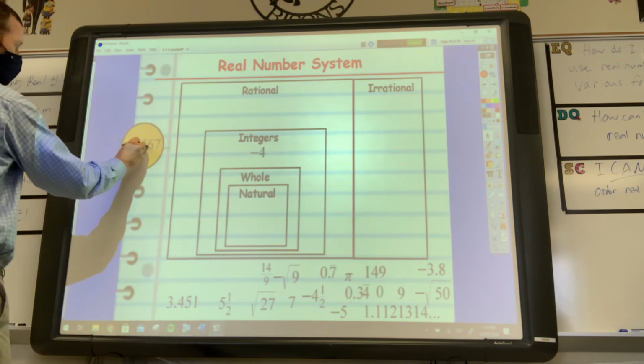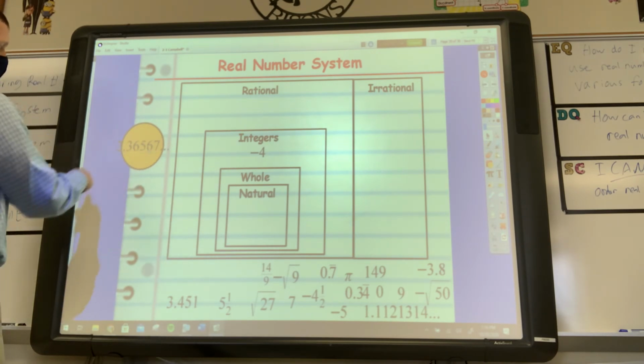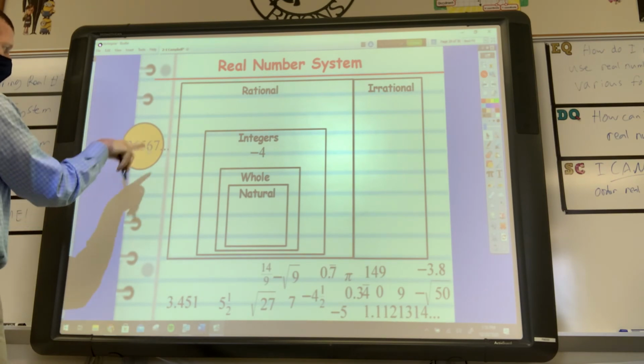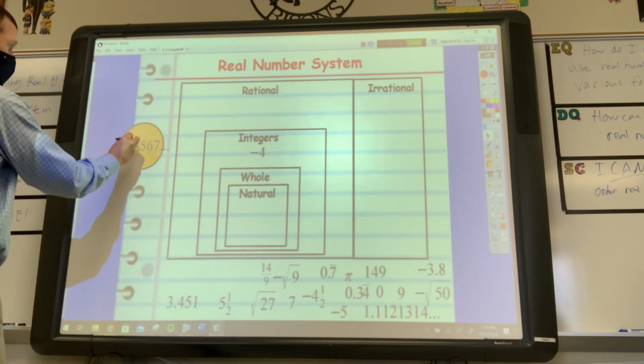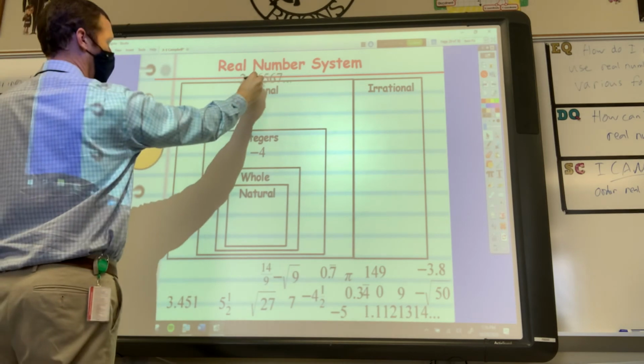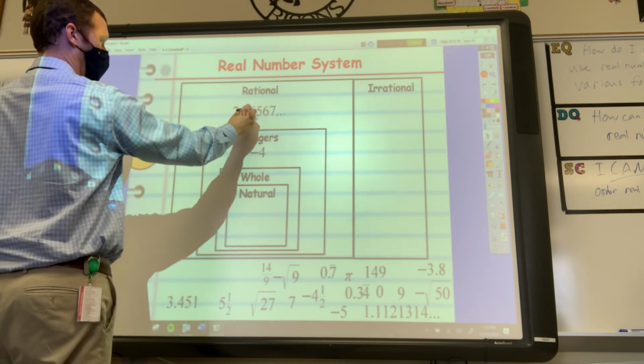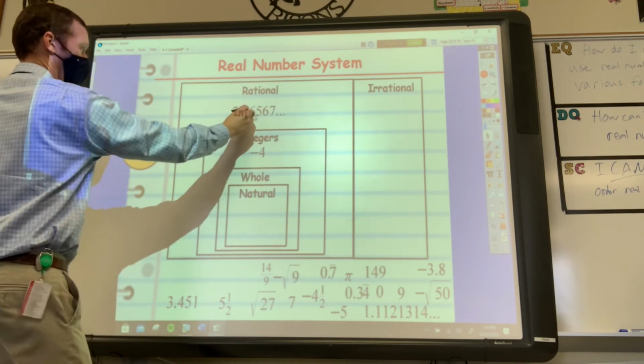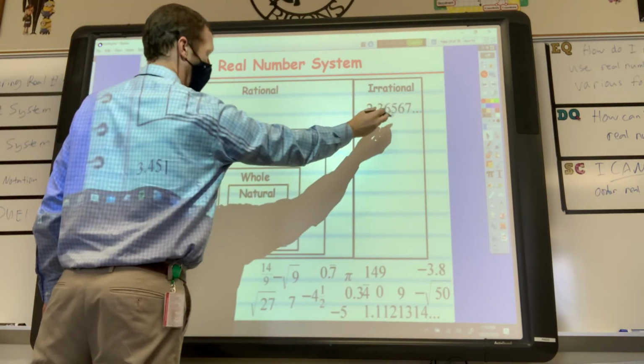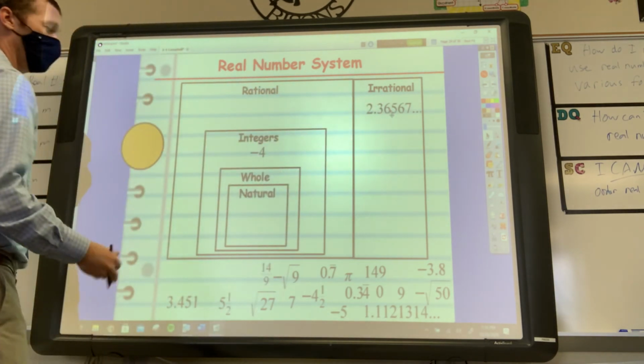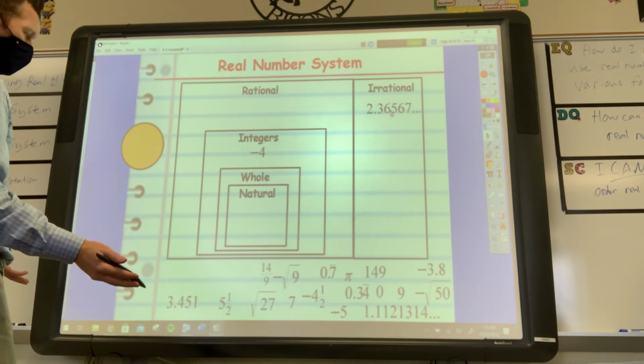Now we look at this one. 2.36567, so on and so forth. There's no pattern I'm seeing so far, just a bunch of decimals moving through in different formats. So is it real? Well, yes, everything we're doing is real. Is it rational or irrational? And it is irrational, so that is all I have to do with it. There's no little categories below that to put it in.